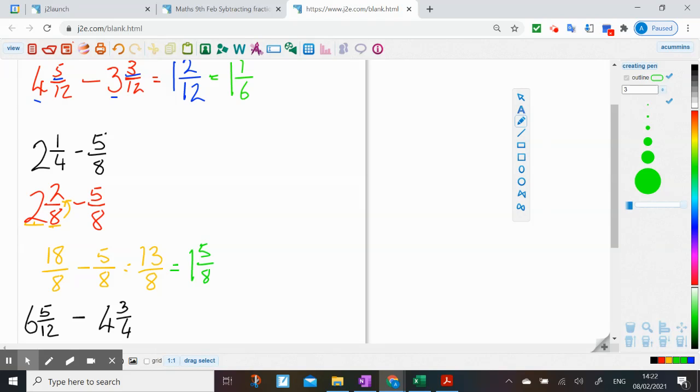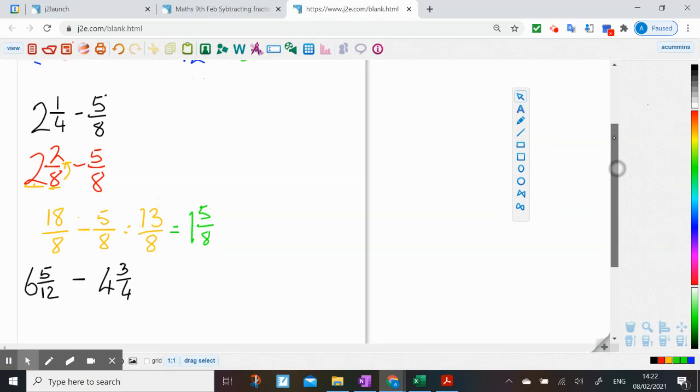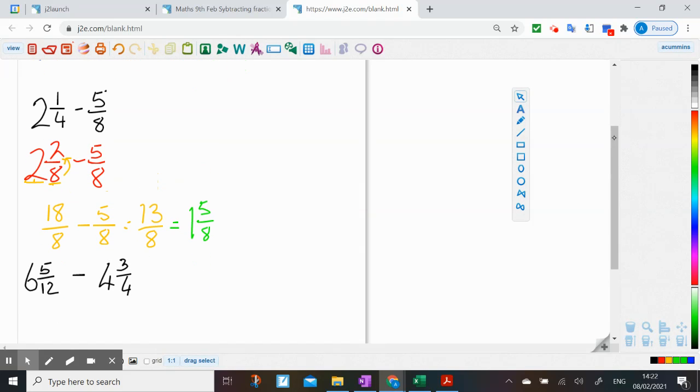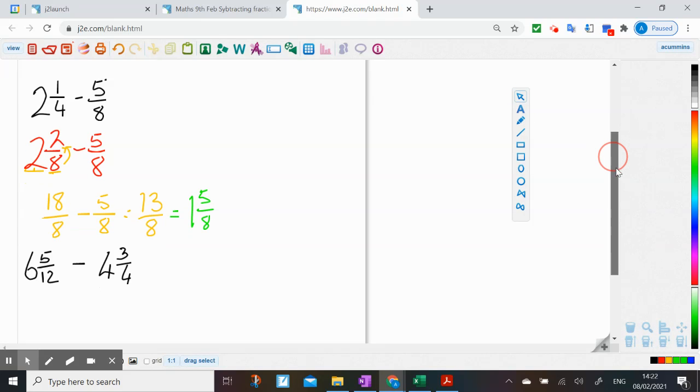Check now to see if it's as simple as it can be. Well, 5 is in the 5 times table, but 8 isn't. 8 is in the 2s and the 4s, but 5 isn't. Neither of them are in the 3 times table, so that is as simple as that one gets. So the final answer for that one is 1 and 5/8. As always, guys, please remember you can rewind this video and go over that example as often as you like until you feel that you understand it as fully as you should.